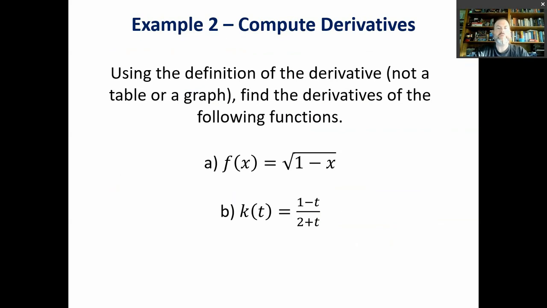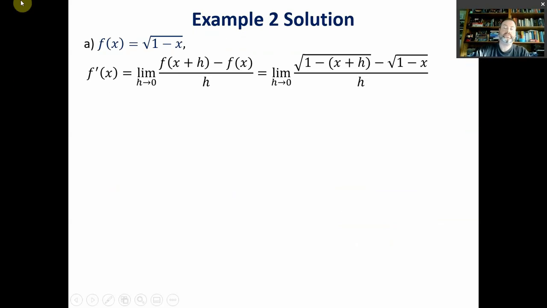And we're just going to simplify with algebra. That's the idea. So let's look at part A here. So the function is square root of 1 minus x. So f of x plus h is just square root of 1 minus parentheses x plus h, minus f of x, well, there's f of x, over h. So this is what we're trying to simplify, this limit.